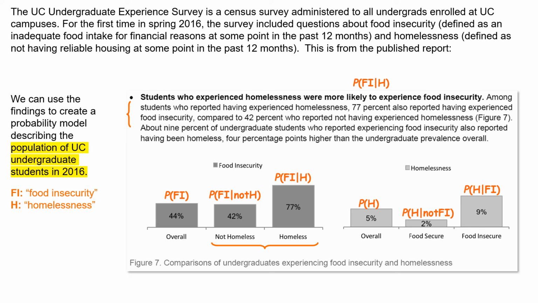Likewise, we are told that about 9% of undergraduate students who reported experiencing food insecurity. So you have to have experienced food insecurity for this number to apply to you. So this is our condition. And so in this group, 9% also reported having been homeless. So this is P of homelessness given experience of food insecurity. And we are told that this value is 4 percentage points higher than for the entire sample space, the value 5% shown in the right side graph.